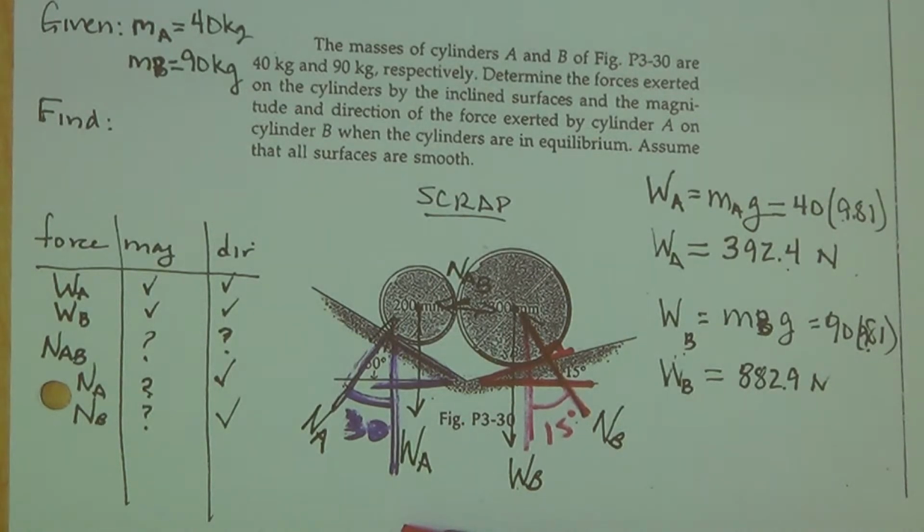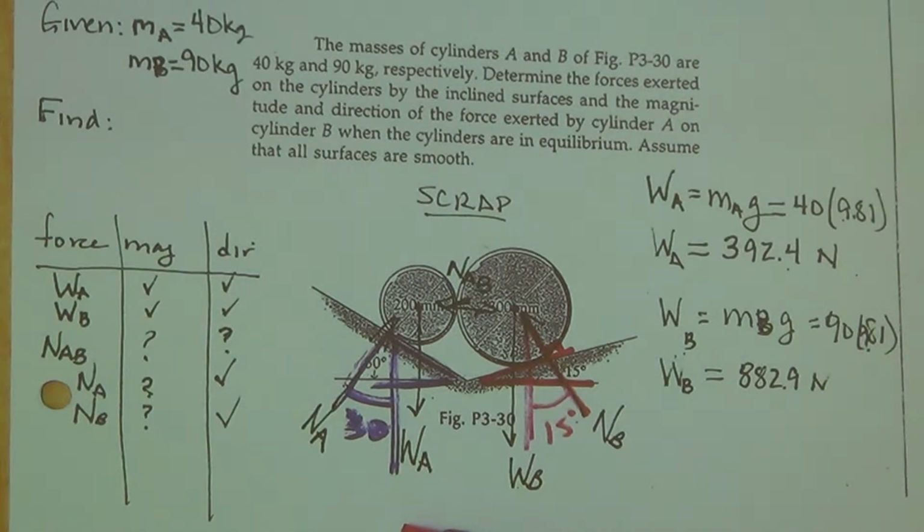So, a magnitude is only given if the numerical value is given to you or a cable holds a weight. That's the only time you know the load, the force. Otherwise, you have to calculate it using equilibrium equations.